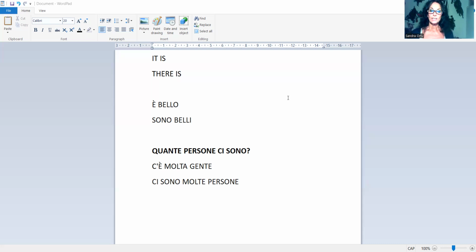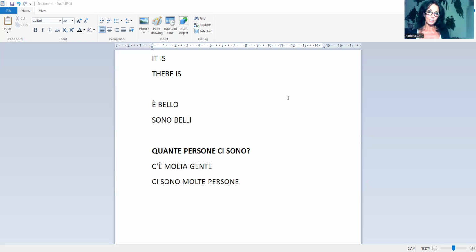The plural of c'è is ci sono. So this means there are, there are. Just to see this in a context, we have a question here. Quante persone ci sono? How many persons, literally, or how many people are there? So, quante persone ci sono? How many people are there? How many persons are there?